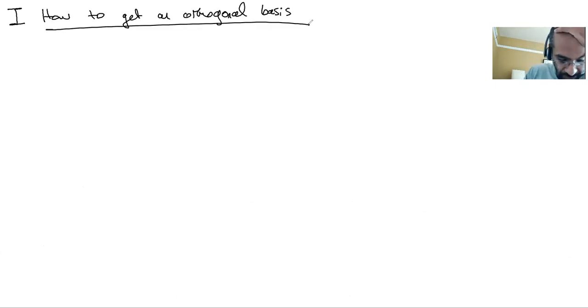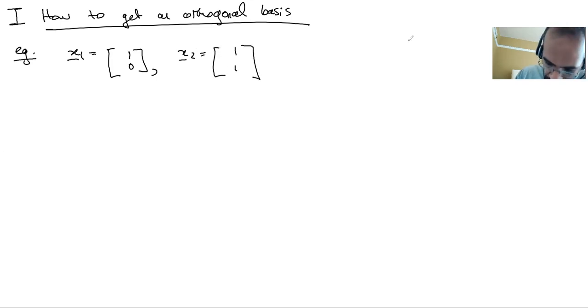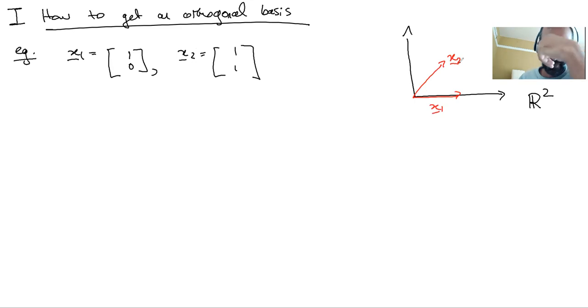Okay, so let's do a simple example first. Let's look at two vectors in R2, so (1, 0). This is a basis of R2. So let's say these are the standard axes of R2, x1 and x2, and then my vectors kind of look like this, right? This is not an orthonormal basis. It's a basis, but it's not orthogonal. The dot product is just one, right?